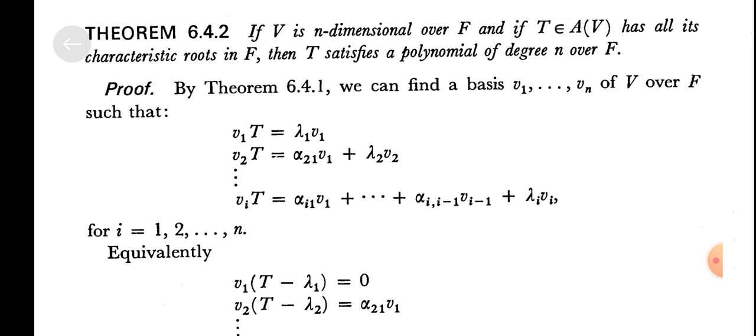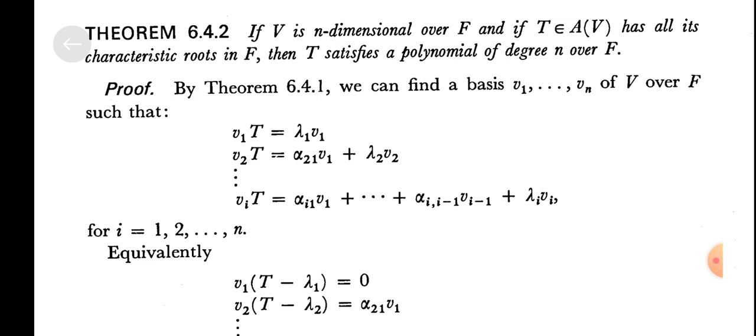By theorem 6.4.1, we have seen that if T has all its roots in F, then the corresponding matrix of T is of triangular form. Therefore, for a given vector space V, if v1, v2 and so on, vn are the basis of V over F, then the corresponding equations are v1T equal to lambda 1 v1, v2T equal to alpha 21 v1 plus lambda 2 v2, and so on, viT equal to alpha i1 v1 plus and so on, alpha i,i-1 v(i-1) plus lambda i vi. This we write from theorem 6.4.1, that is the triangular form, for i equal to 1 to n.